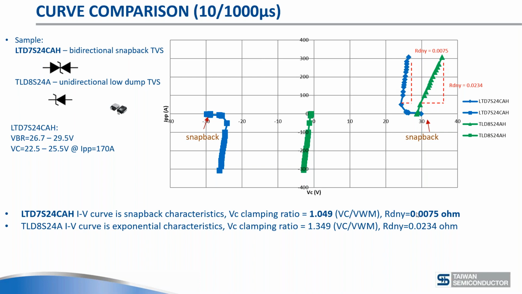The snapback device has a dynamic resistance of 7.5 milliohms. The other one has a dynamic resistance of 23.4 milliohms in this case. So the combination of the lower dynamic resistance and the snapback features produces a much lower clamping voltage, let's say 1.5 to 1.35, the lower clamping voltage ratios.